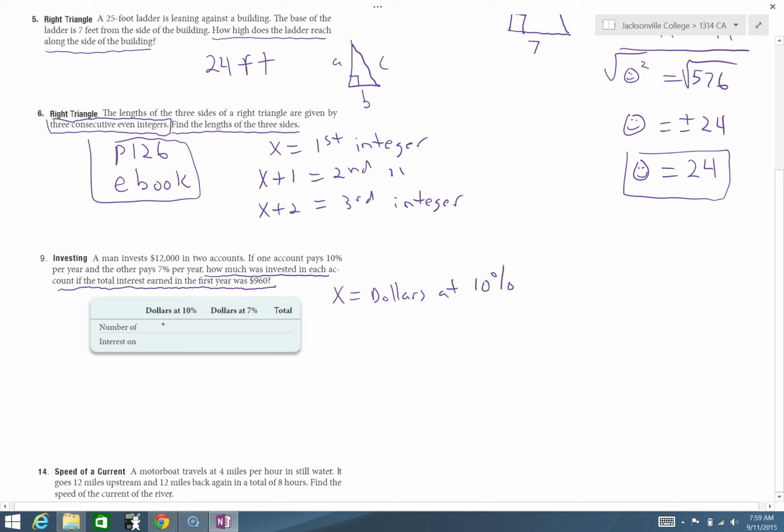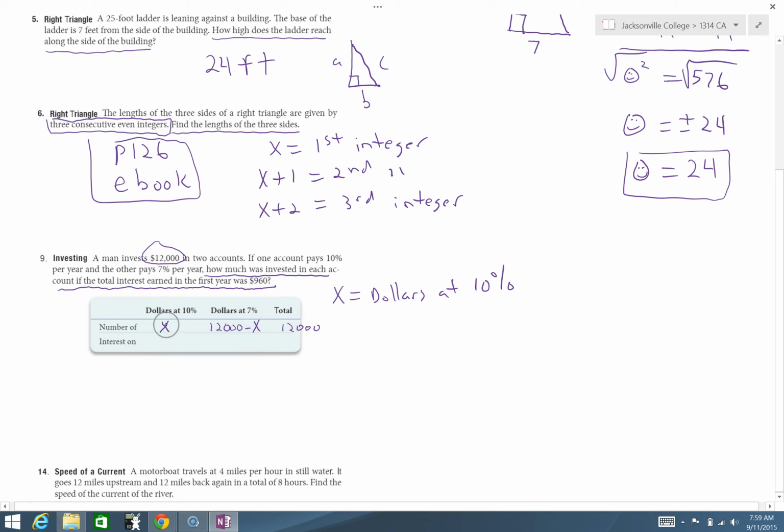So I'm going to just put an X right here. That's my dollars at 10%. Well, if X is the dollars at 10%, how many dollars is at 7%? The rest of the money. He invested $12,000 total. This amount here is going to be $12,000 minus X. If he did X at 10%, then the rest of it is 12,000 minus that number. Makes sense, doesn't it? The total is clearly 12,000. That's the total amount that he invested. And if I added this one plus this one, I get 12,000 because X and negative X would cancel each other out.